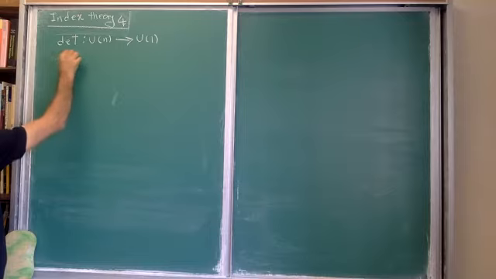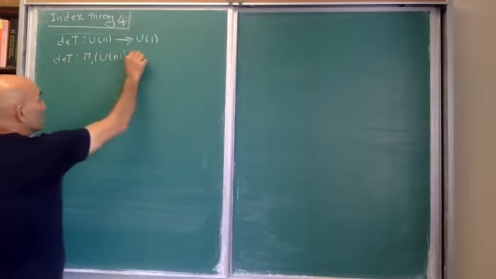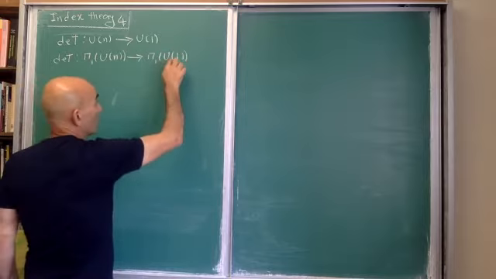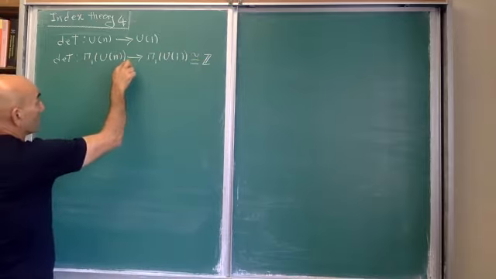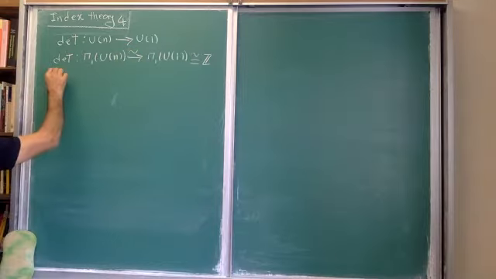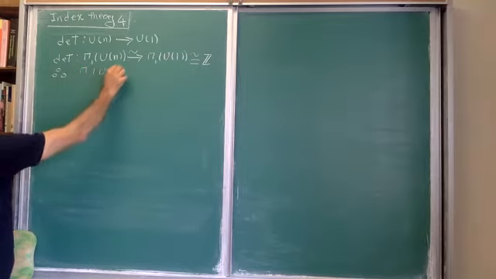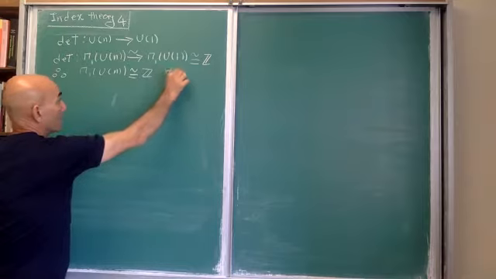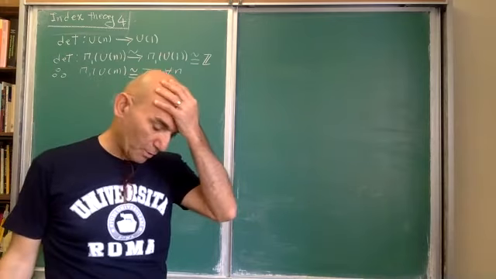So it induces a map from pi1 of Un to pi1 of U1, which we know is isomorphic to Z. And the thing is, we want to know that this is actually an isomorphism. As a result, we can conclude that pi1 of Un is isomorphic to Z for all n, actually. And this is what we needed in order to finish this proof of Goldberg-Krein.